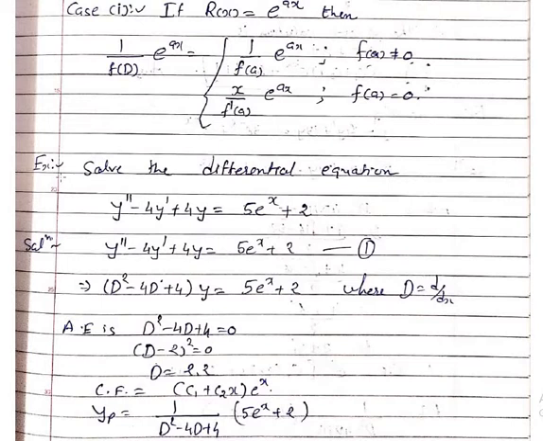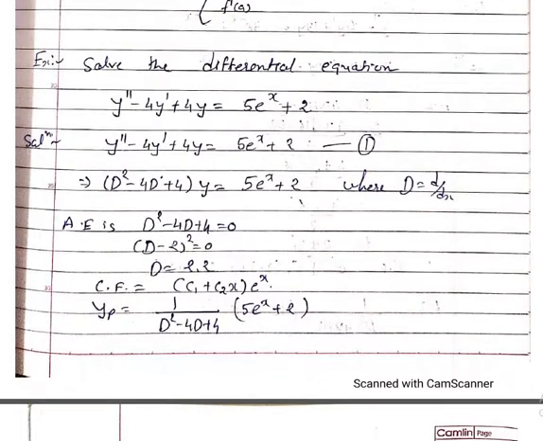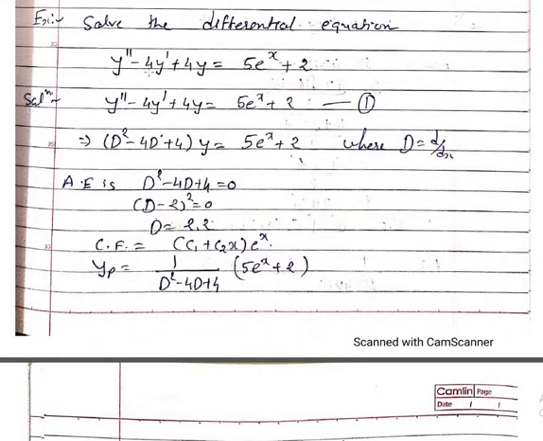Now going with the example, solve the differential equation y double dash minus 4y dash plus 4y is equal to 5 e raised to x plus 2. Writing in the form of D, that will give (D square minus 4D plus 4) of y is equal to 5 e raised to x plus 2. That will give the auxiliary equation D square minus 4D plus 4 is equal to 0, and that will give (D minus 2) the whole square is equal to 0.